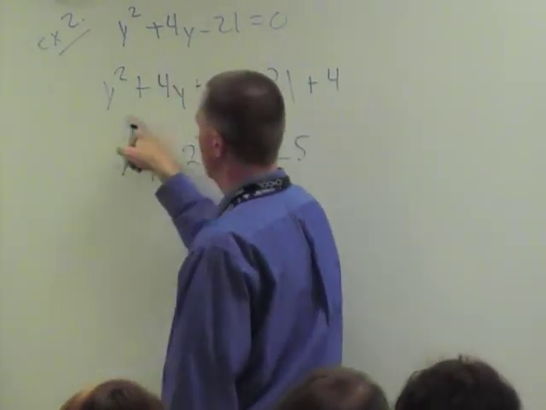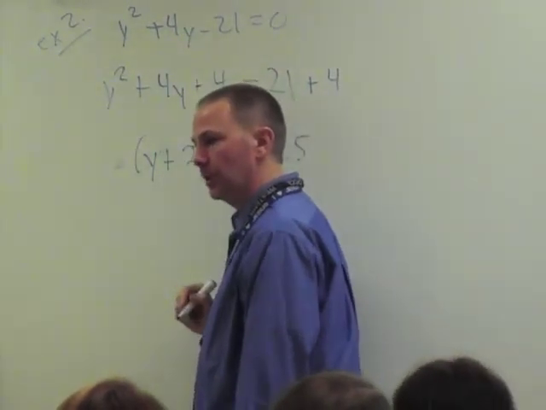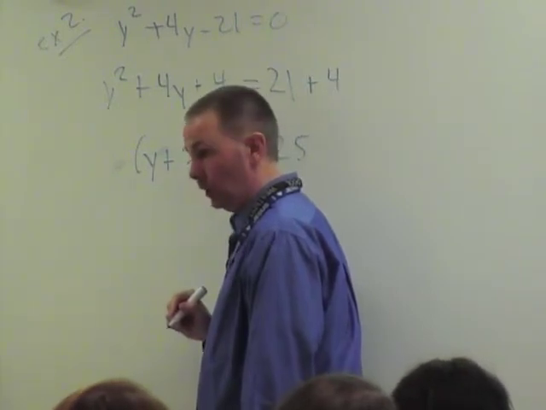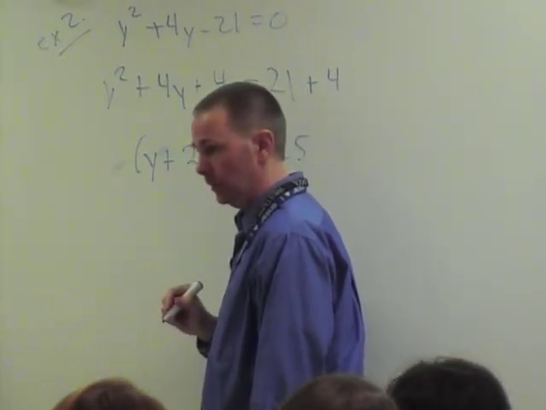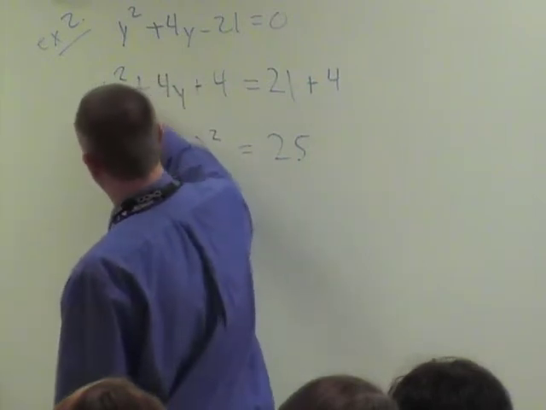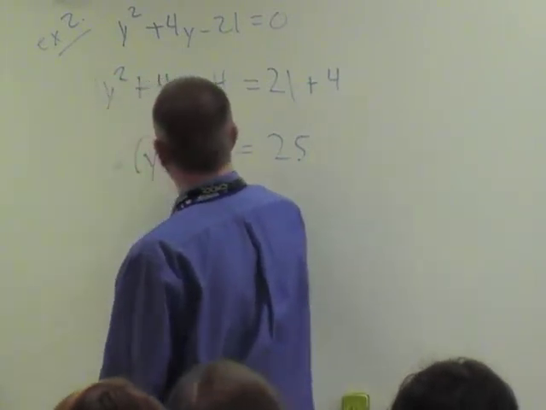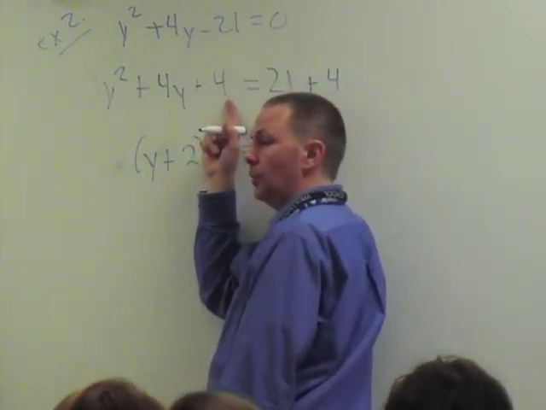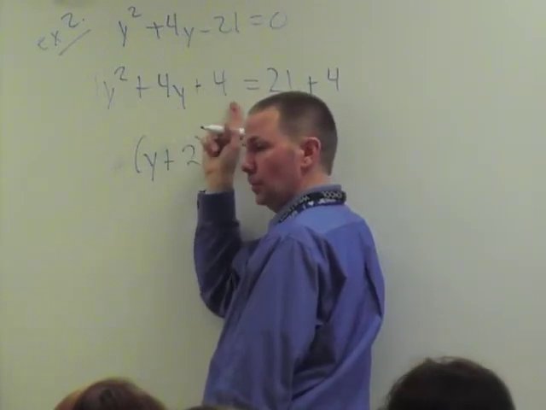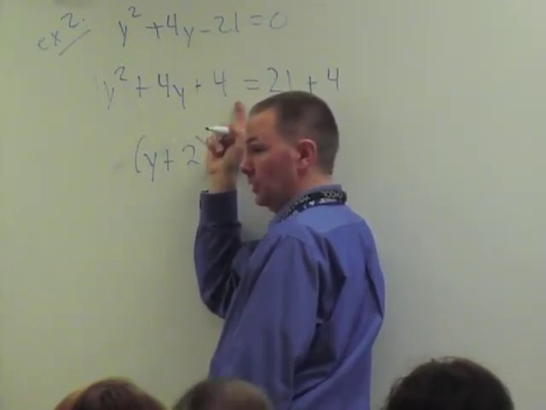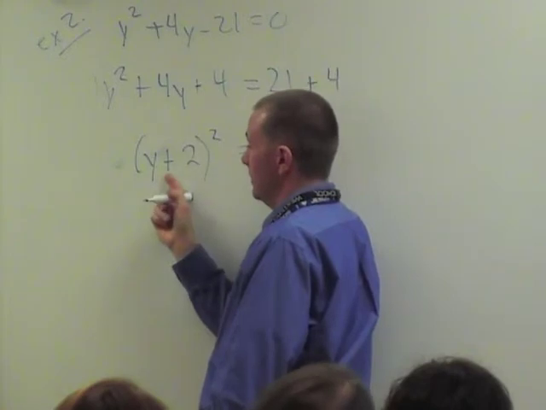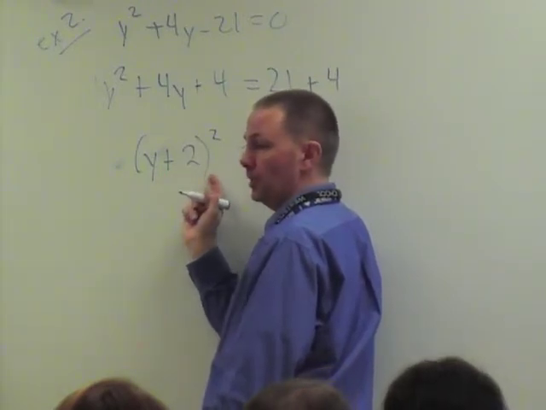Factor this trinomial form. You know how to factor, right? Chapter 9. If this is a 1, which it is, then all you have to do is come up with factors of 4 that add up to 4. 2 and 2. Not 1 and 4. And they're all pluses. So we have a y plus 2 times a y plus 2.